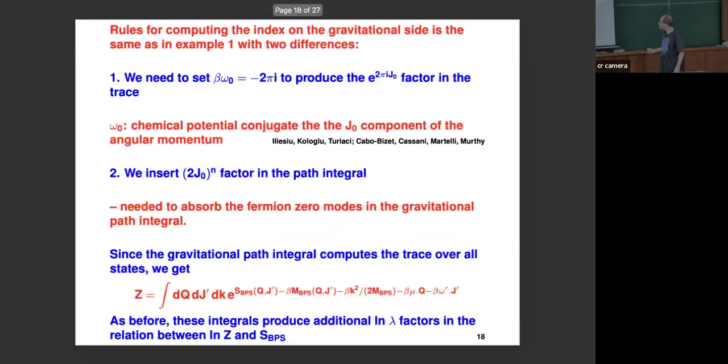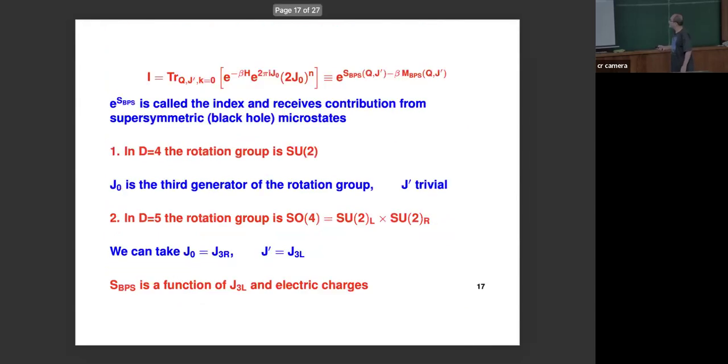S_BPS was the thing from the index. Yes, exactly. S_BPS is basically the exponential of the supersymmetric ground state degeneracy, but microcanonical. So basically, I defined S_BPS by this, but this is really counting the total number of BPS states with these quantum numbers, Q and J'.